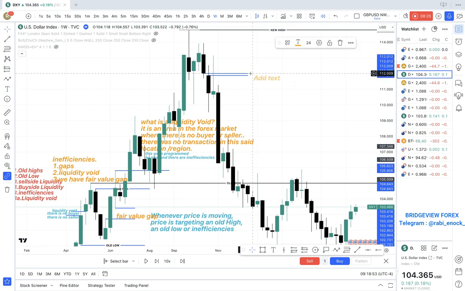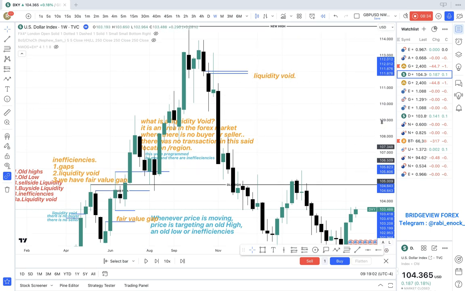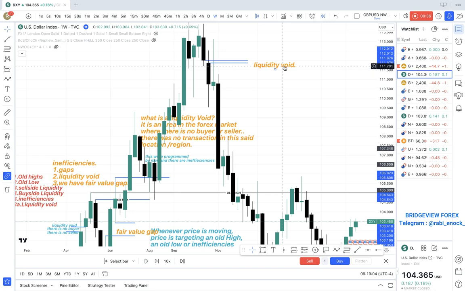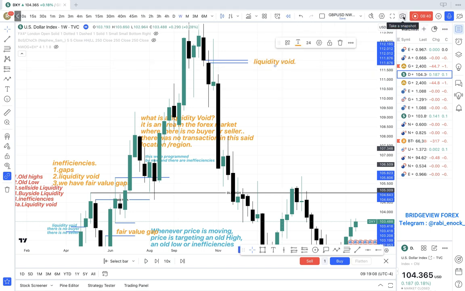You just come here. Liquidity void. So you can take it and send me screenshots. This is how you create a screenshot. You come here, there's a take snapshot. Take a screenshot, do it nicely, and then send it to me. Present it to me.